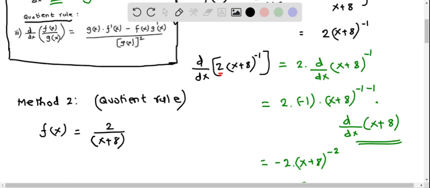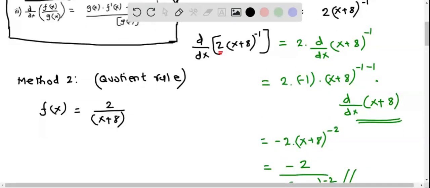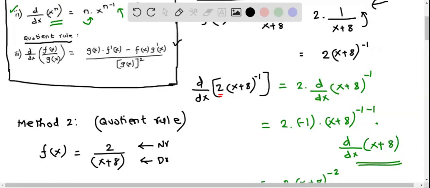And this time I'm not going to write this as I did before in the first method. That is, I'm not going to write it like this. I'm just going to keep the rational function as it is, which means this is the numerator part and this is the denominator part. Now we can apply the quotient rule. So let's review the quotient rule.